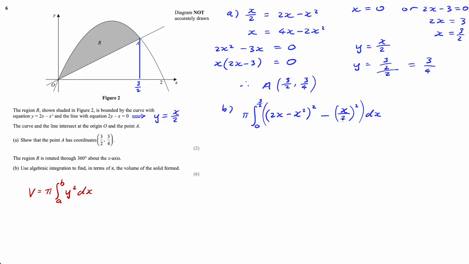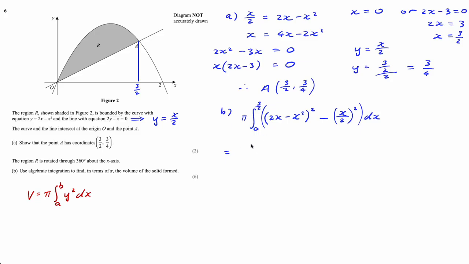There we go. The integral of this will give us the volume that we want. So it's pi times the integral from 0 to 3/2, and then we're going to square this out. This will give us 4x squared minus 4x cubed plus x to the 4, just make sure you're okay with that, guys, minus x squared over 4 dx. And I'll keep going, guys, not integrating yet.